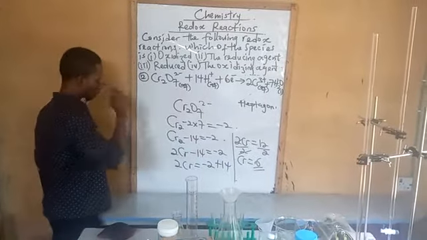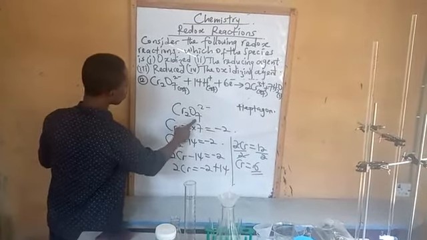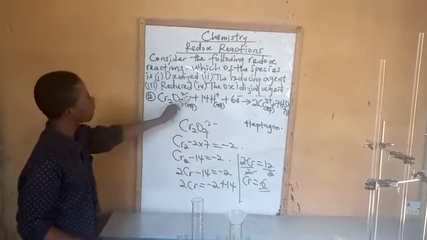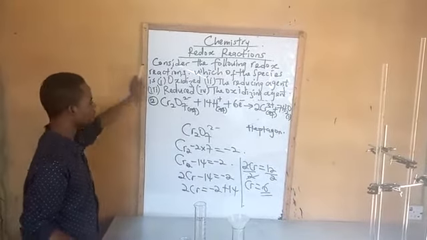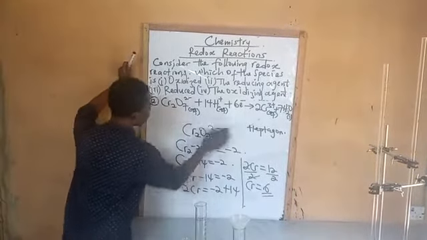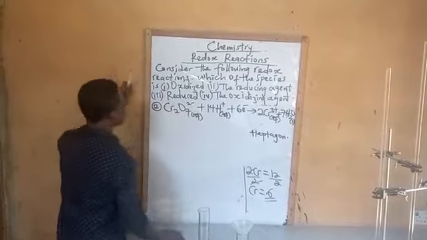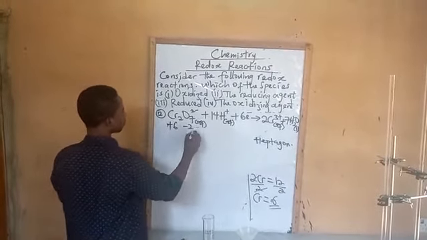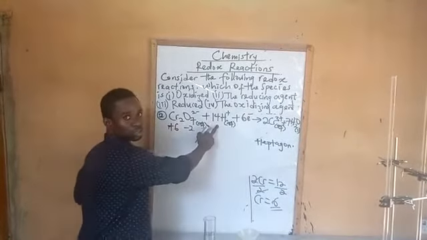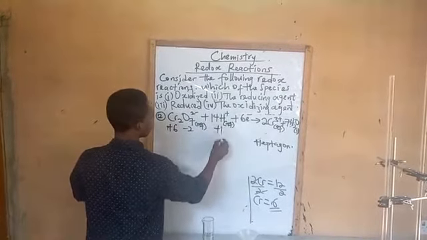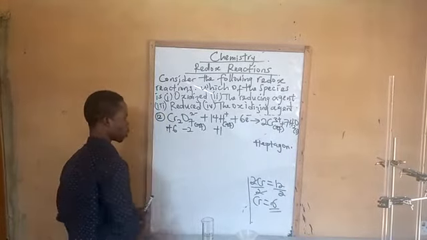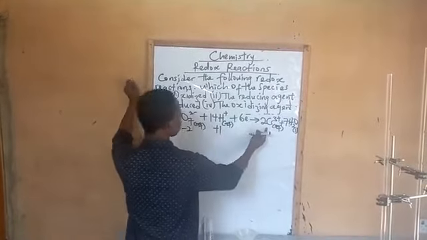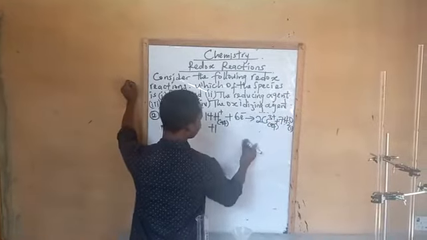So if I want to call it now, I'll call it heptaoxodichromate(VI) ion. So the oxidation number for chromium will be +6. Oxygen doesn't change, that is -2. The charge for this one is +1. So the oxidation number for this one is +3, chromium 3 ion.